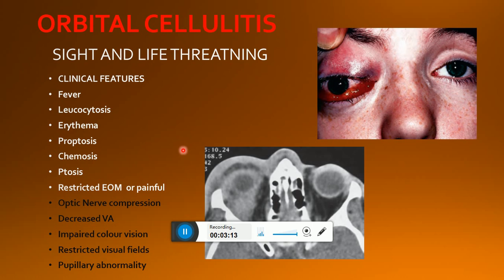Now the orbital cellulitis. Bacterial orbital cellulitis is a serious infection of the soft tissues behind the orbital septum. It can be silent and life-threatening. It can occur at any age but is more common in children. Streptococcus pneumoniae, Staphylococcus aureus, Streptococcus pyogenes, and Haemophilus influenzae are common causative organisms.